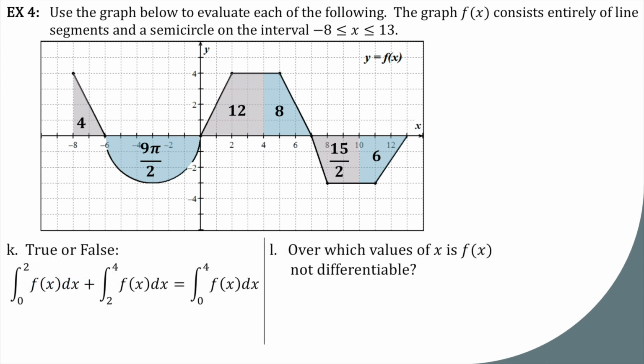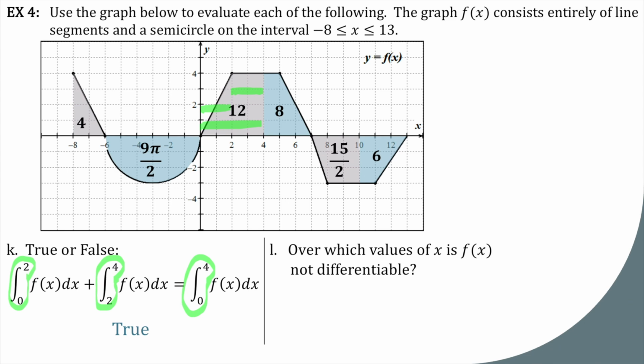Okay, true or false? The area under the curve between 0 and 2, so we're going 0 to 2 there, plus the area under the curve from 2 to 4. Is that the same thing as the area under the curve from 0 to 4? Yes, it is.